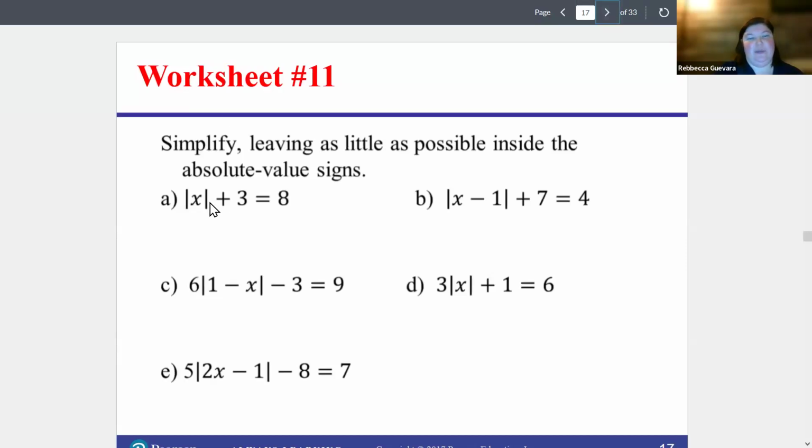So these are a couple of them. Some of them just have addition to worry about, and then you have addition and multiplication. Be careful because you might work on these and realize that some of these may not have a solution to them. So just take a moment and work on these.